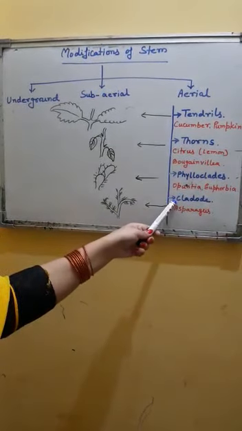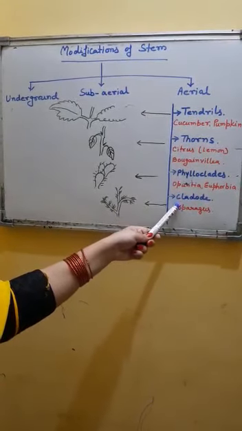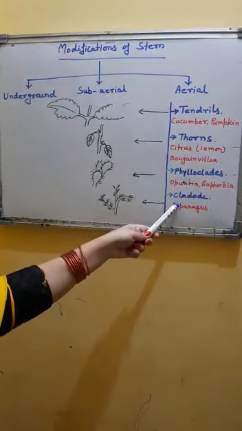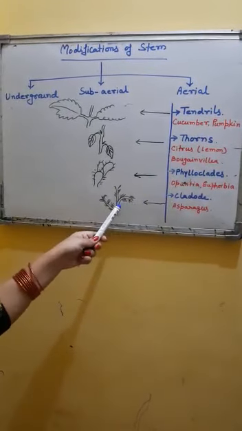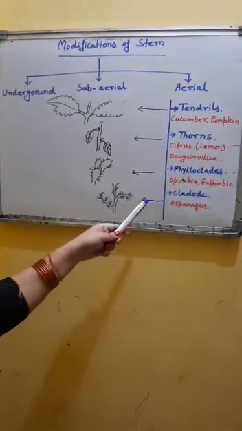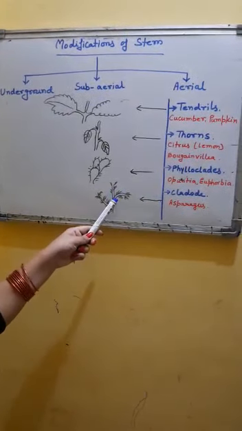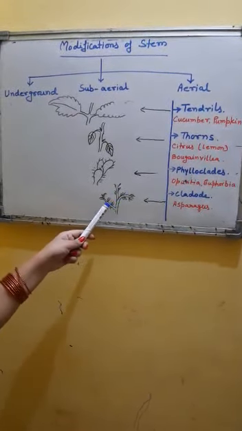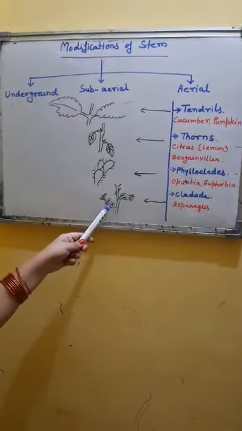The next type of aerial modification is called cladode. It is actually the compact form of phylloclades. These are green fleshy stems with limited growth. The growth is only one internode long. Example, asparagus. So, following are the modifications of stem which are always above the ground, that is aerial.